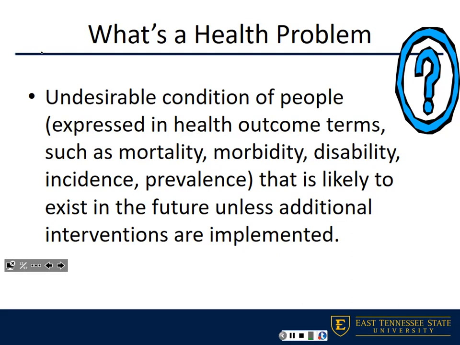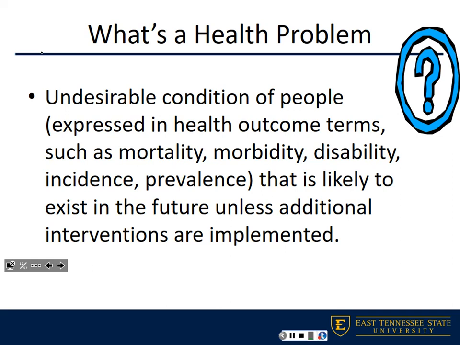So you've heard me mention the word problem, health problem, problem statement. So what's a health problem? A health problem is an undesirable condition of people expressed in health outcome terms, such as morbidity, mortality, disability, incidence, prevalence, or other outcomes, that is likely to exist, continue to exist, perhaps get worse, unless additional interventions are implemented. So when we're defining our health problem, we're defining it in terms of at least one of those outcome measures.